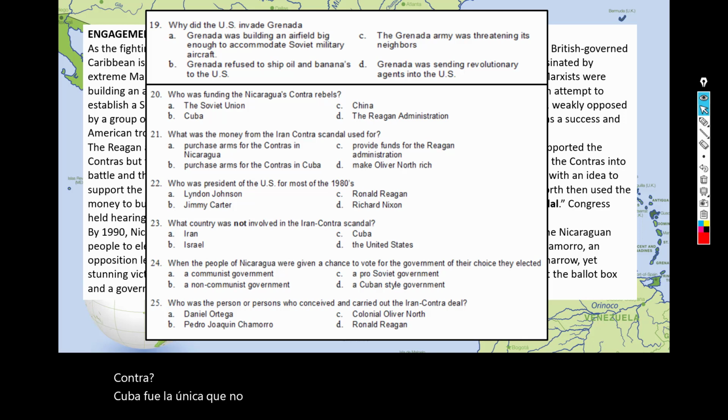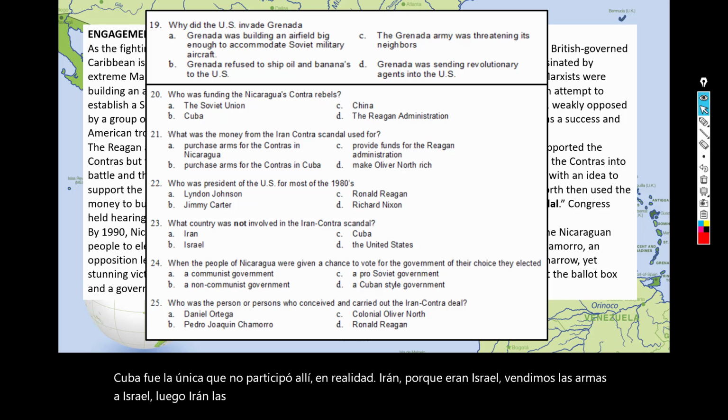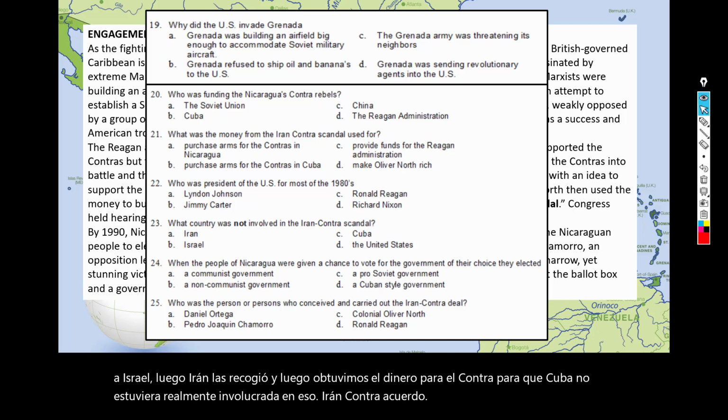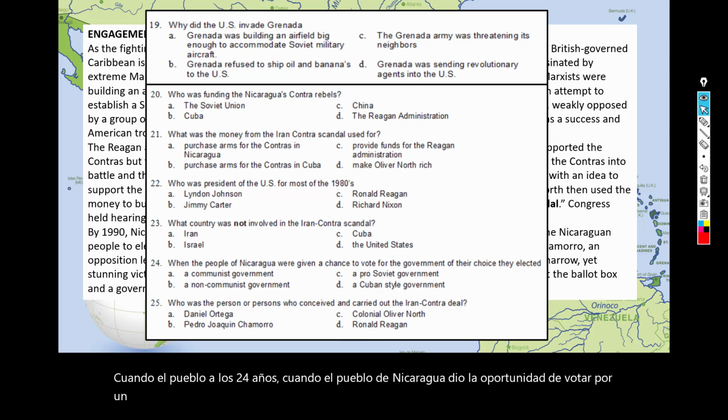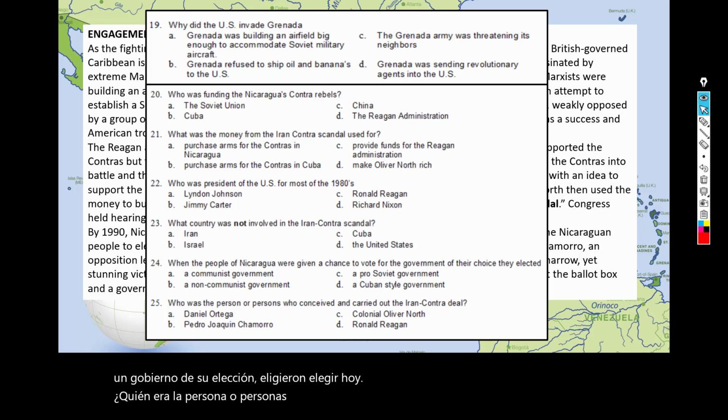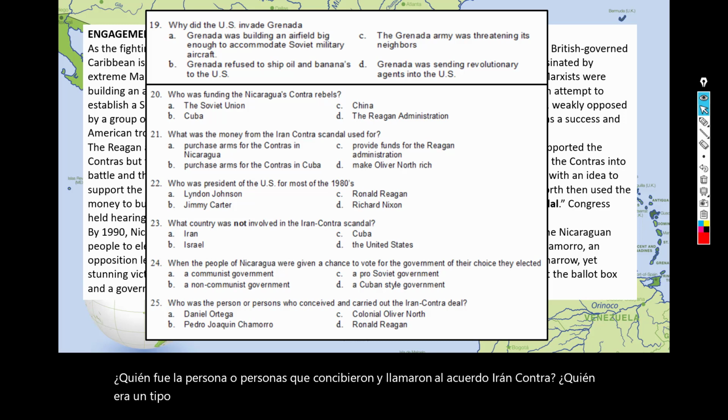Iran was involved because they were buying from Israel. We sold the arms to Israel. Then Iran picked them up, and then we got the money for the Contras. So Cuba was not really involved in that Iran-Contra deal. 24, when the people of Nicaragua were given a chance to vote for a government of their choice, they elected. Who did they elect? Who was the person or persons who conceived and called out the Iran-Contra deal? Who was the guy that came up with that idea for the Iran-Contra deal?